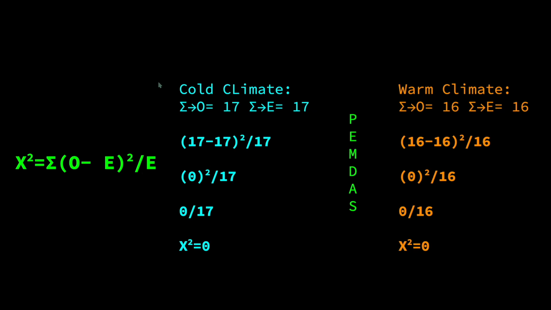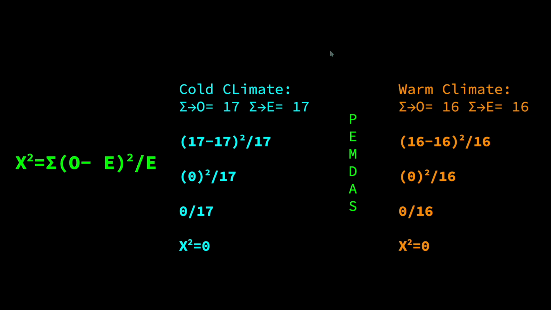So, for the cold climate, the sum of our observed values was 17, which means the sum of our expected values would also be 17. So, when we plug that into chi-square, you get, in parentheses, 17 minus 17 squared divided by 17. When following PEMDAS, you get 0 squared divided by 17 equals 0, then 0 divided by 17, getting chi-square equals 0.